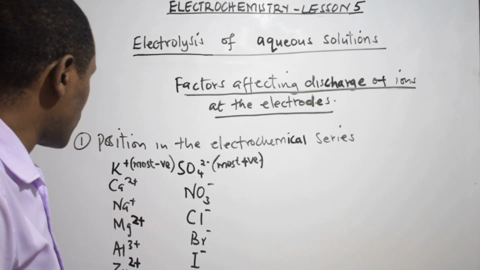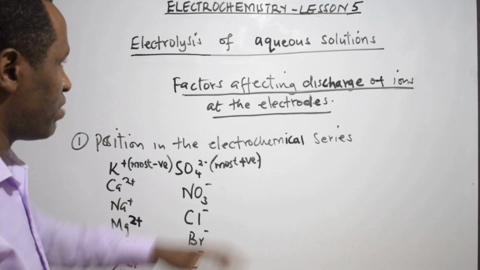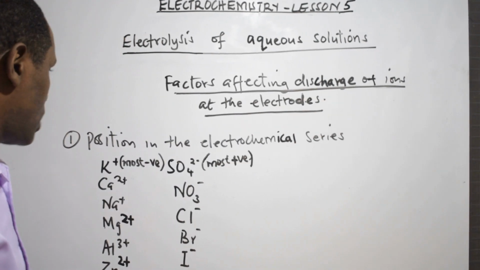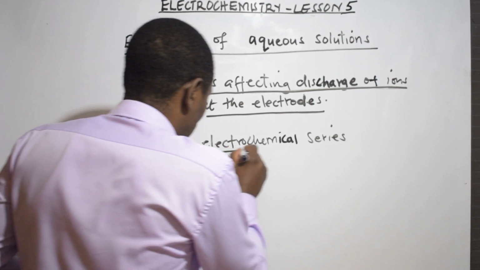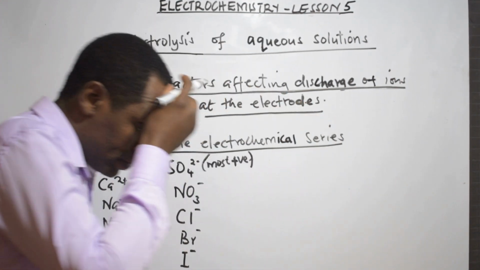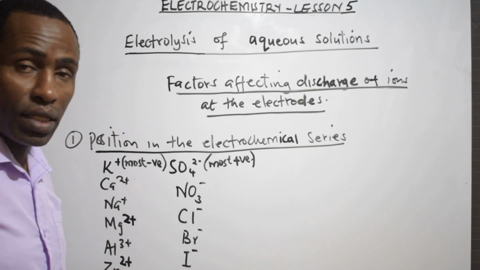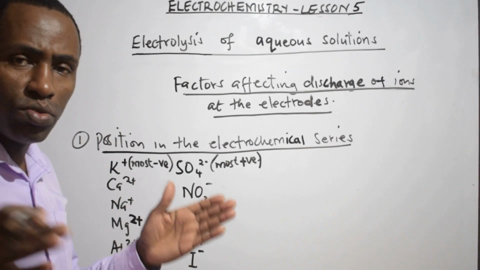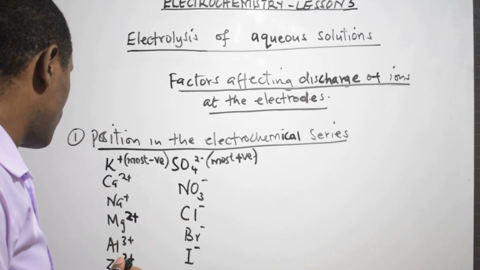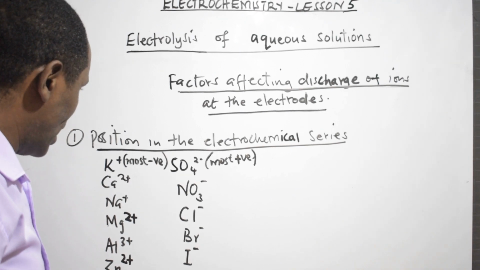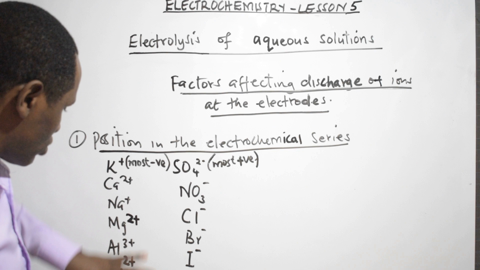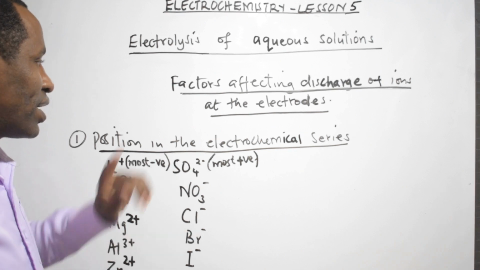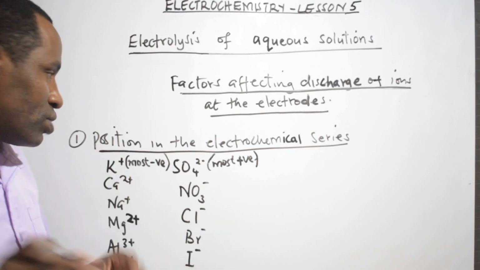The first factor affecting the discharge of ions is the position in the electrochemical series. I did mention that if you arrange these ions in order of their standard electrode potentials, you actually get what we call an electrochemical series.